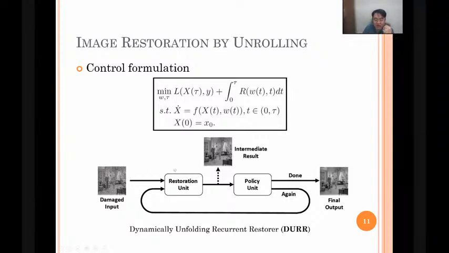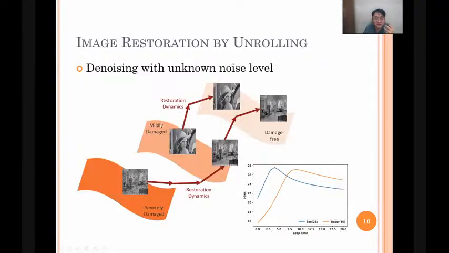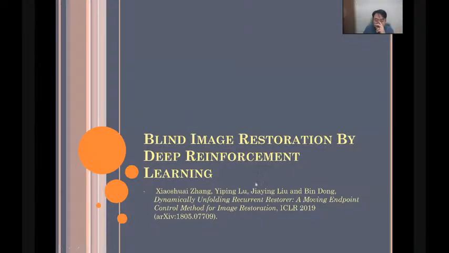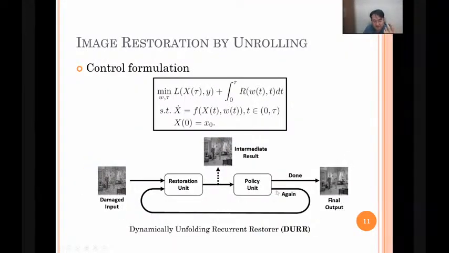So how do we have a model, an RNN, that is adaptive in depth? This is how we created it. We call it the dynamically unfolding recurrent restorer, where we introduce a policy network, and this policy network examines the state, which is the output of the restoration unit. At each layer, we have a network that looks at the restored image and determines whether it's good or not. If it's not good enough, we keep on looping, and if it's good enough, we terminate the loop. So that's the very simple idea.